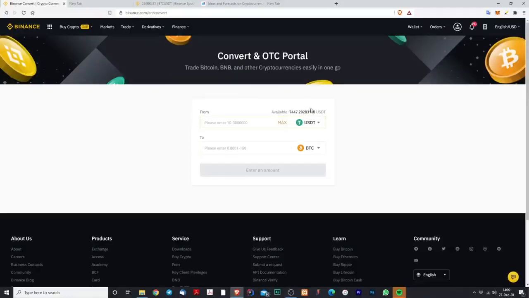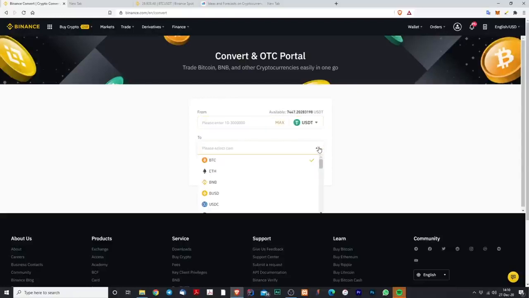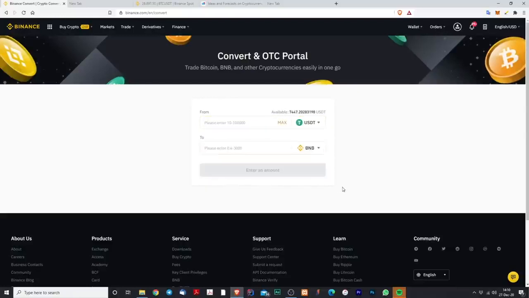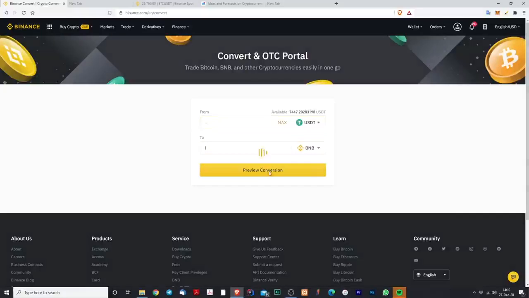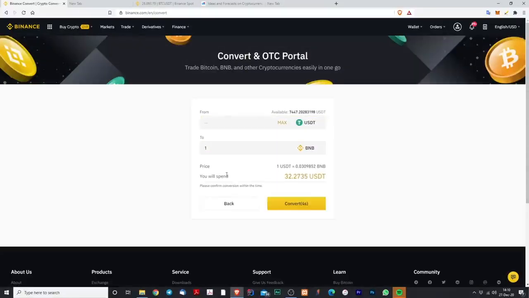So I have USDT here. If I want to convert some of it into BNB, for example, I will simply click, what coin do I want? I want BNB. I'm just going to type 1 BNB, and I can click preview conversion, and it's showing me that to convert my USDT into 1 BNB, I'm going to have to pay 32.2 USDT. And quote expired, please request new quote.